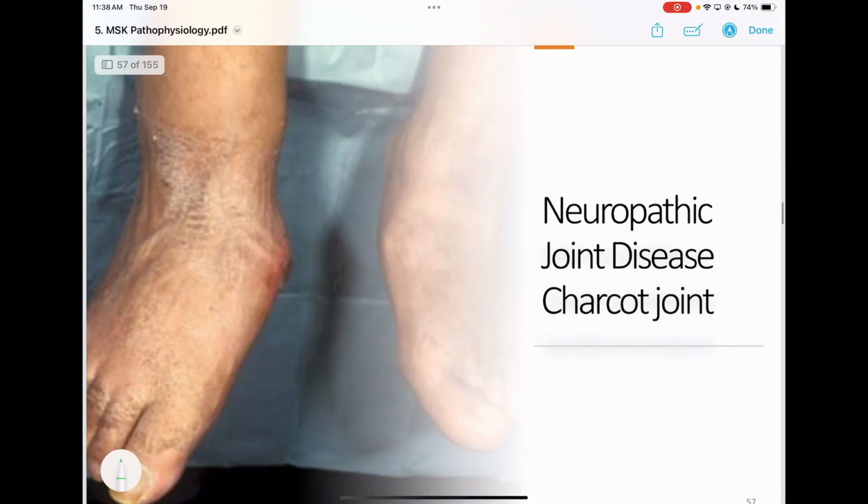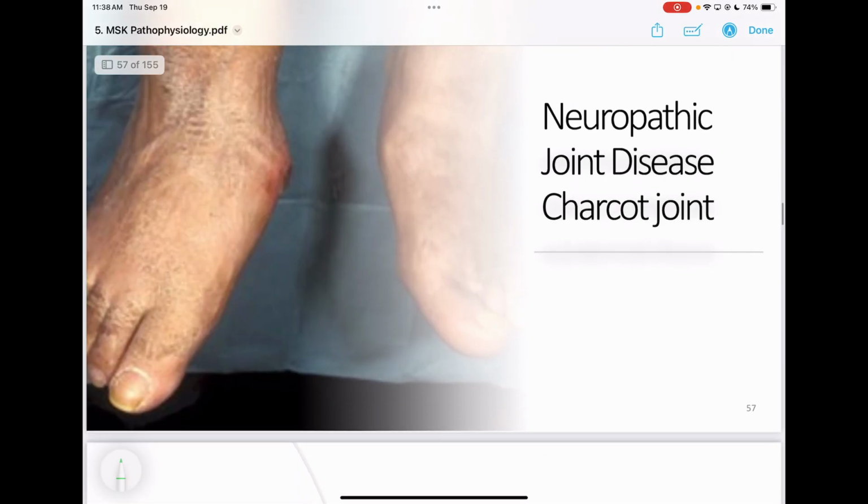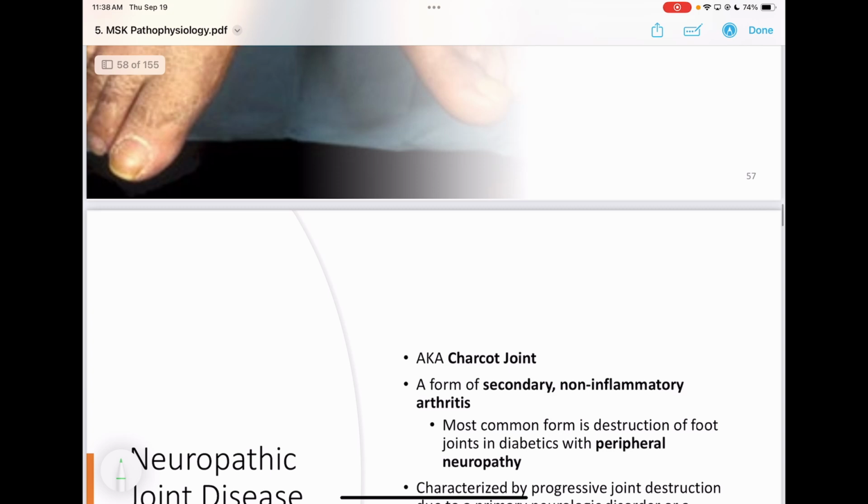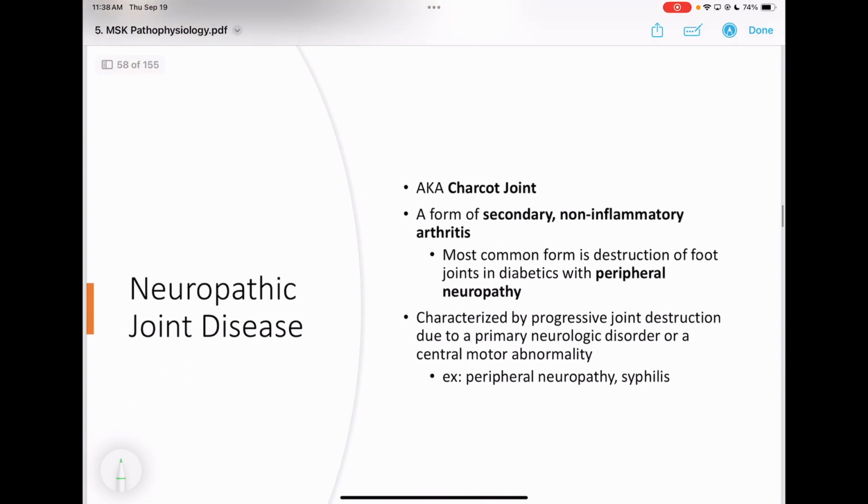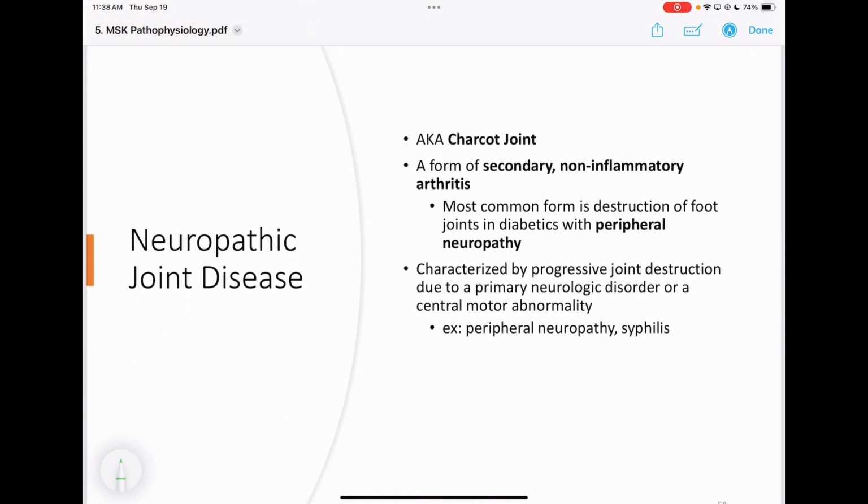Last little bit is on neuropathic joint disease, mainly called Charcot joint. You'll see this all the time. Secondary non-inflammatory arthritis, most common with peripheral neuropathy. What is Charcot joint? Peripheral neuropathy. These patients cannot feel what they're walking on. So if they walk on a Lego, they're not going to feel it. But what's the problem with not being able to feel what's under your feet? You'll step on things and damage your feet because you don't feel the pain, so you keep going.